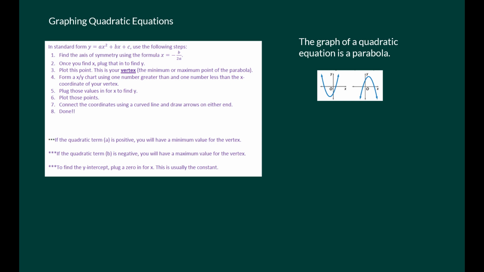Okay, the first thing that you have to do is find the axis of symmetry by using the formula x equals negative b over 2a. After you do that, you can plug that in for x to find y, and then plot several different points on either side of that, and that's going to be your parabola. You can also just plug in numbers for x and find y, but it's best to find the vertex. So I'm going to show you how to do this.